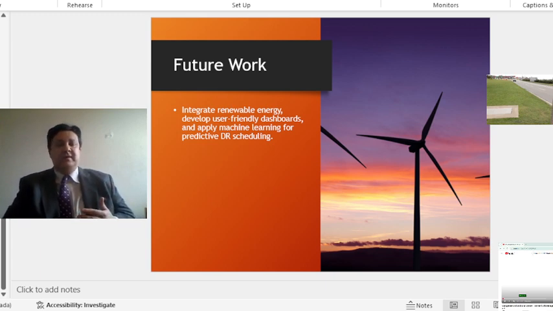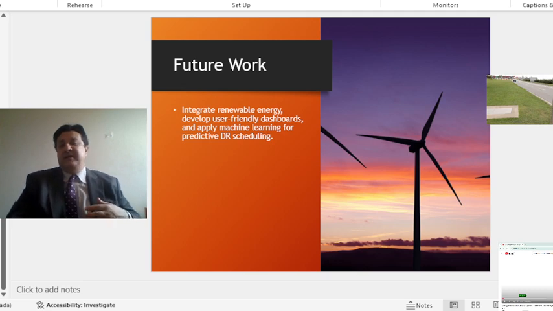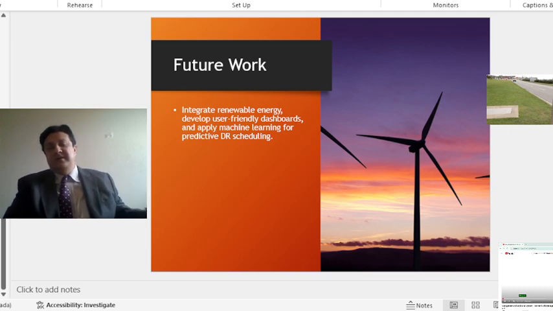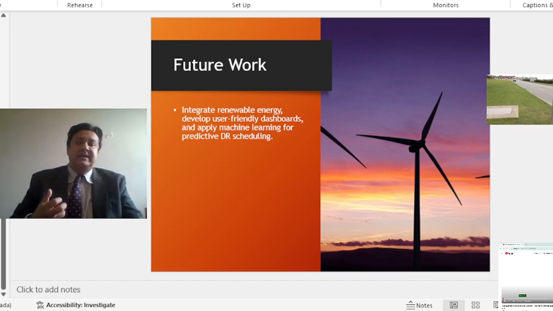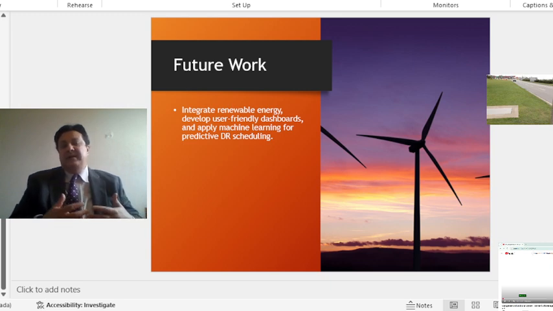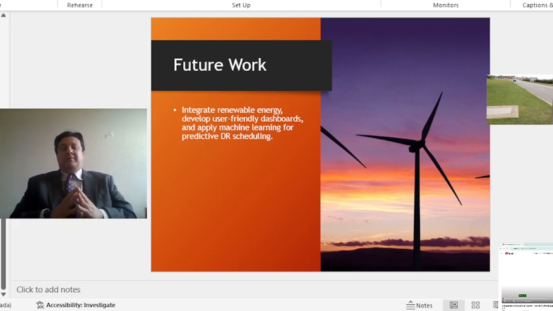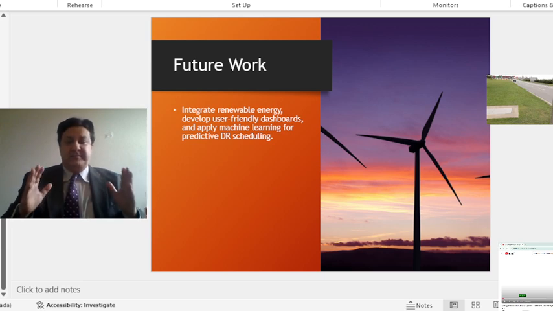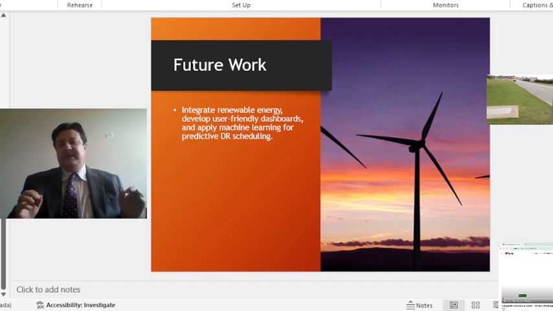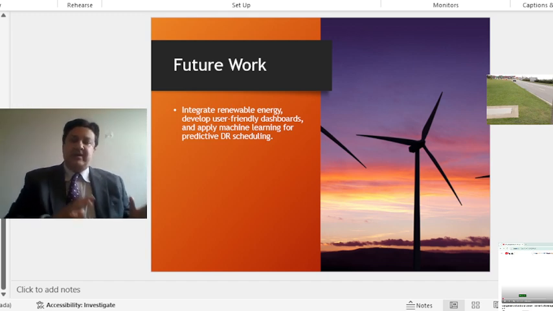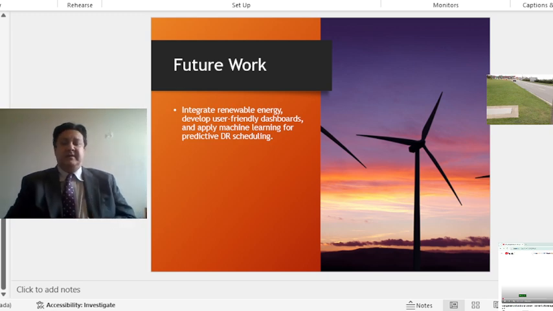So for the future work, one is renewable energy integration, incorporating solar and wind generation into DR strategies. Then user-friendly dashboard development, designing an intuitive platform for users to monitor and manage their energy consumption. And the more important where we can help is machine learning for predictive demand response, utilizing AI to predict energy demand and automate scheduling for greater efficiency. This is where we can work.